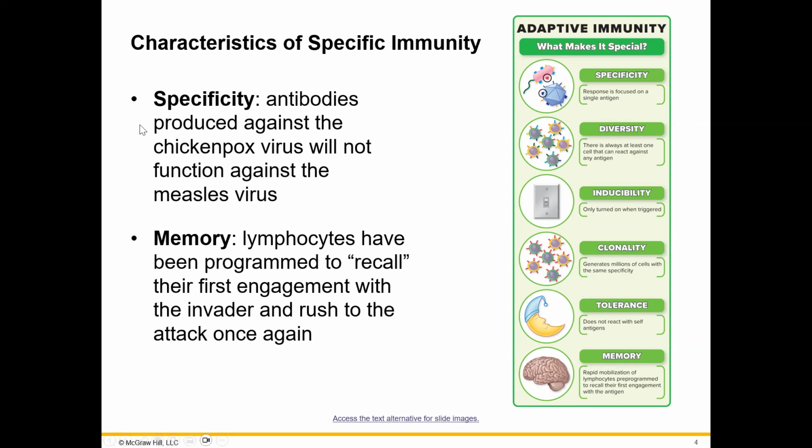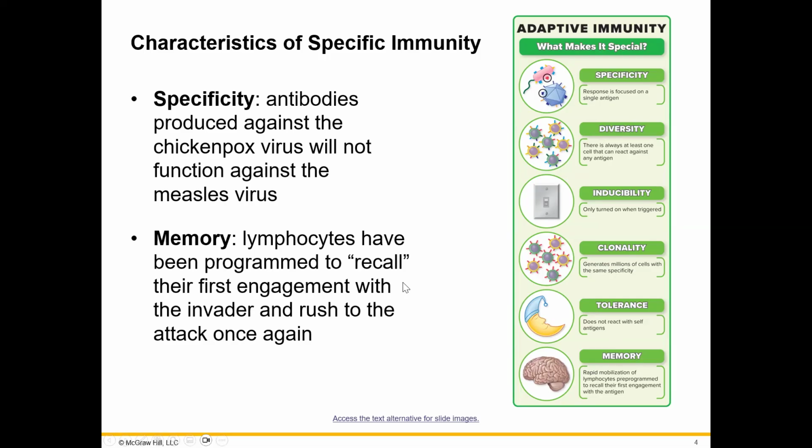So now looking at this infographic, we start to get a list of different characteristics that make adaptive immunity unique. Two of the most important ones are specificity and memory. So in general, when antibodies are produced during an infection, they will function only against that particular pathogen and not against other ones. That property is the specificity. And then the property of memory is referring to the rapid mobilization of lymphocytes that have been programmed to recall their first engagement with the invader.